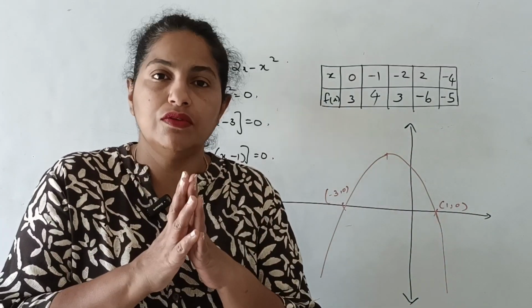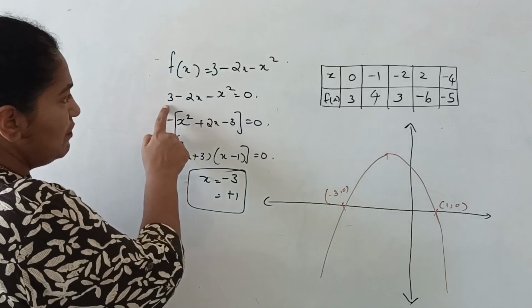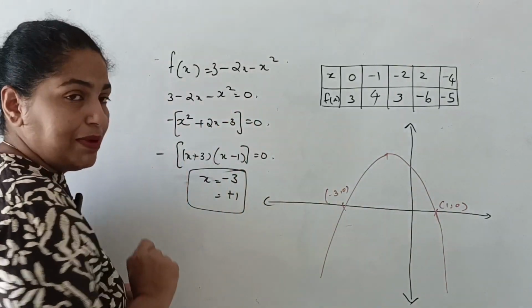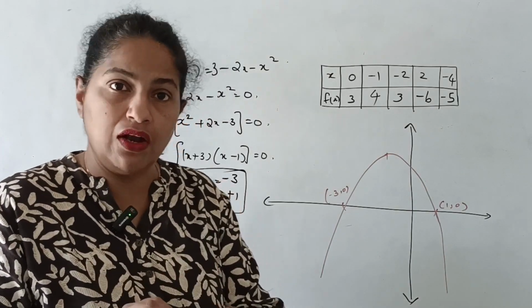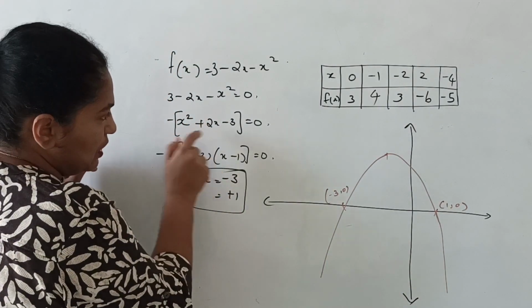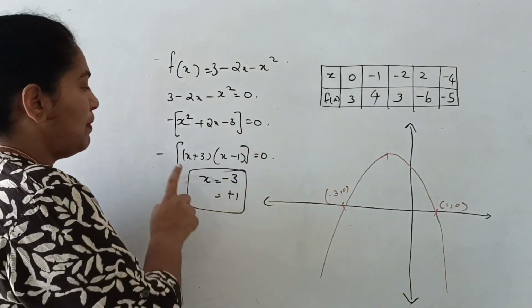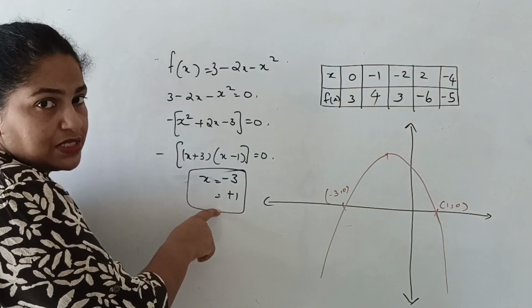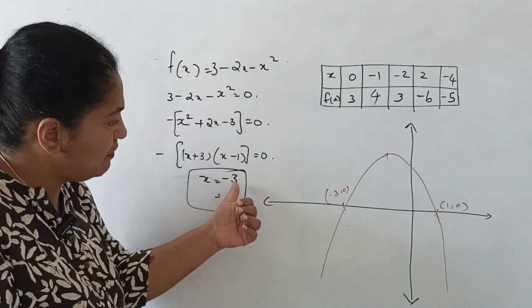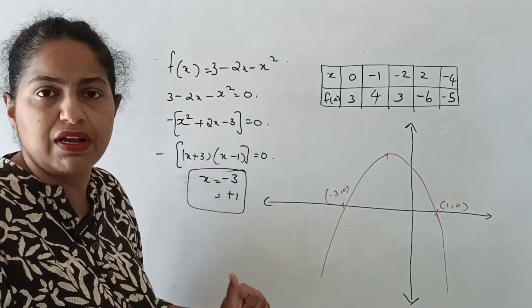Now, one thing you need to take care of is that when you are solving it algebraically, what you do is that you take the minus sign outside. Minus sign basically means it is a minus 1 that you are taking outside. So, minus 1 into this particular polynomial is equal to 0. Minus 1 cannot be a zero. So, either this or both of them can be a zero. That is why you are getting x is equal to minus 3 and x is equal to plus 1.